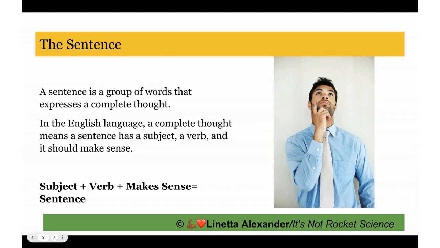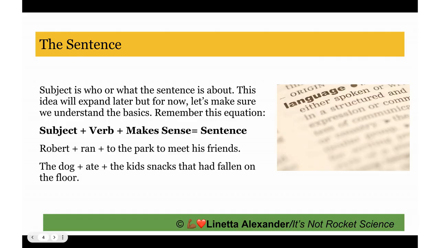The sentence is a group of words that expresses a complete thought. In the English language, a complete thought means a sentence has a subject, a verb, and it should make sense. Subject plus verb plus make sense equals sentence. The subject is who or what the sentence is about. This idea will expand later, but for now, let's make sure we understand the basics. So remember this equation: subject plus verb plus make sense equals a sentence.